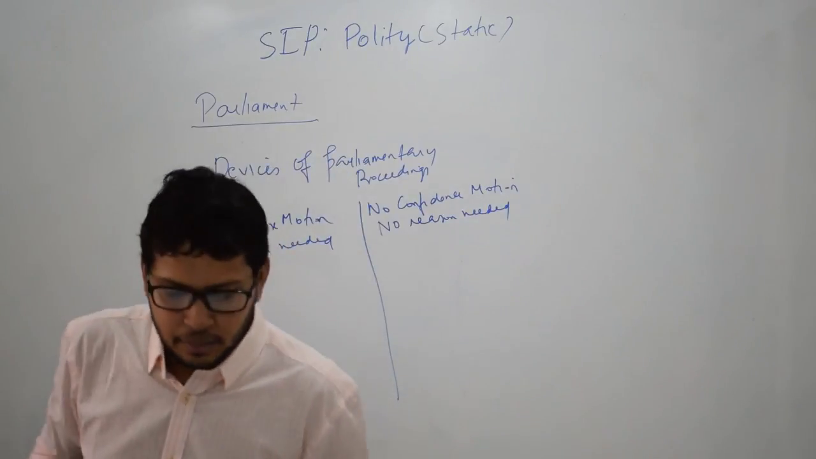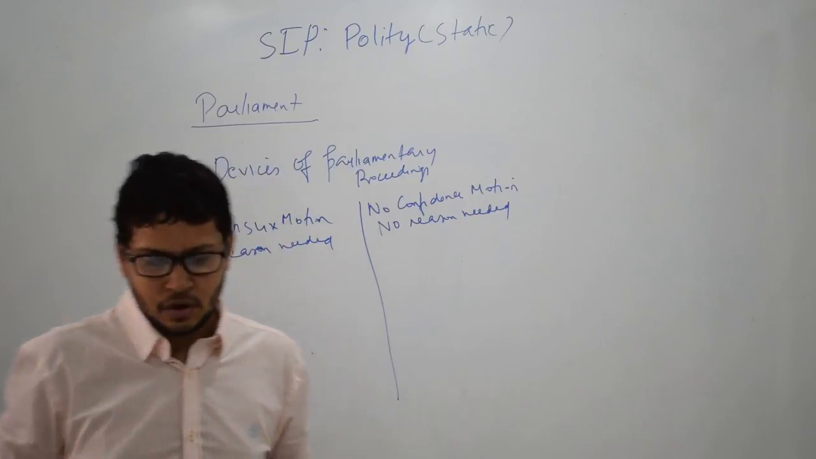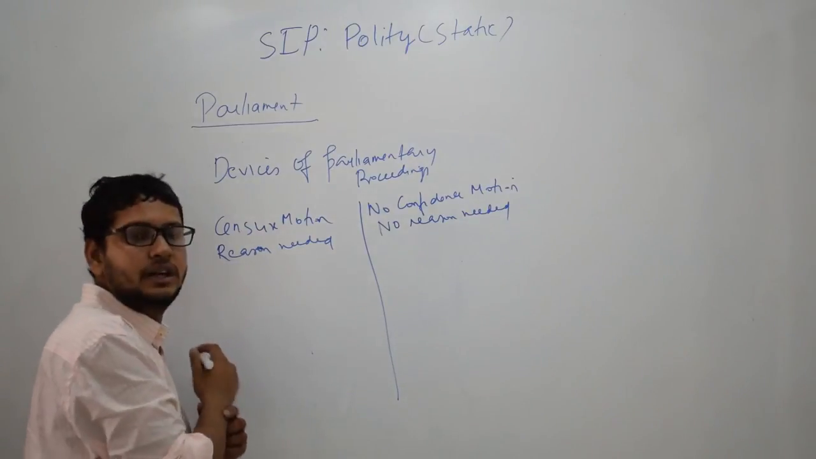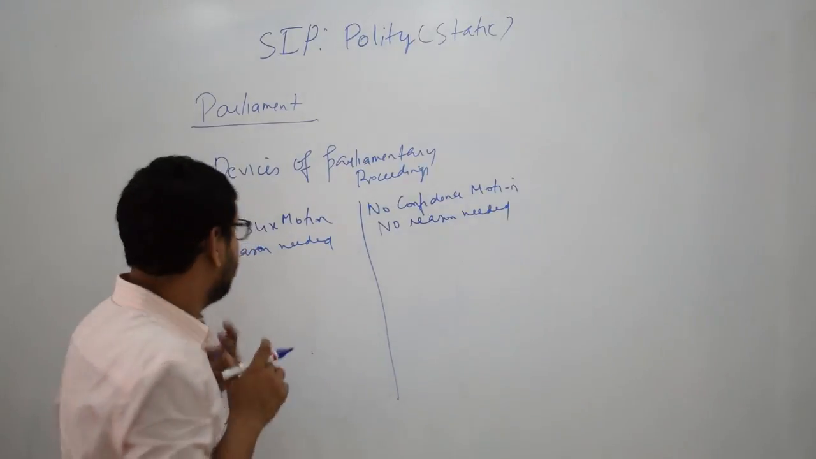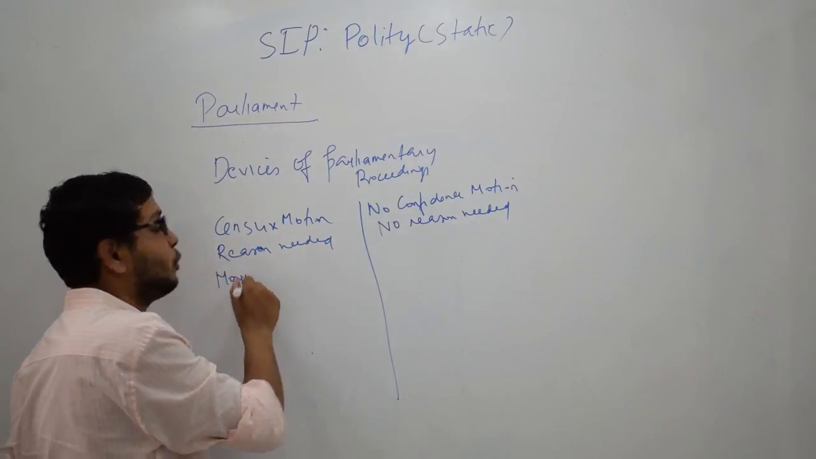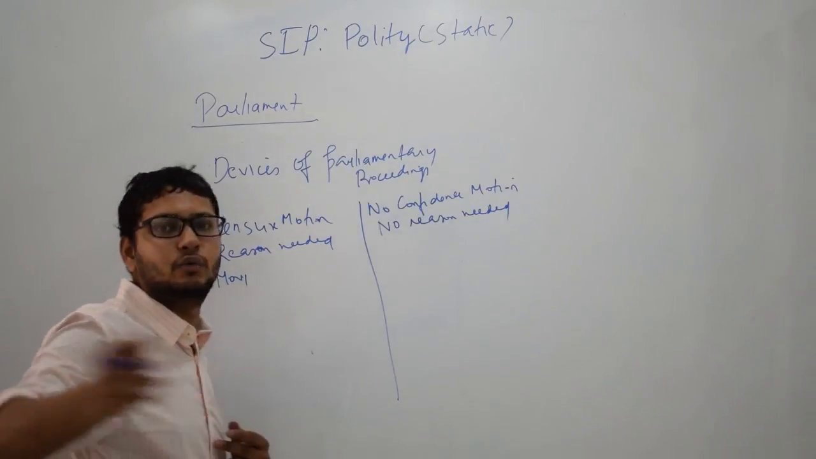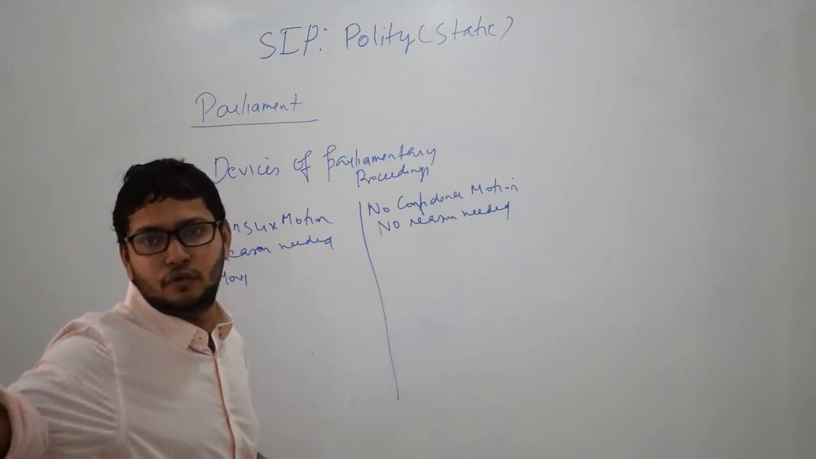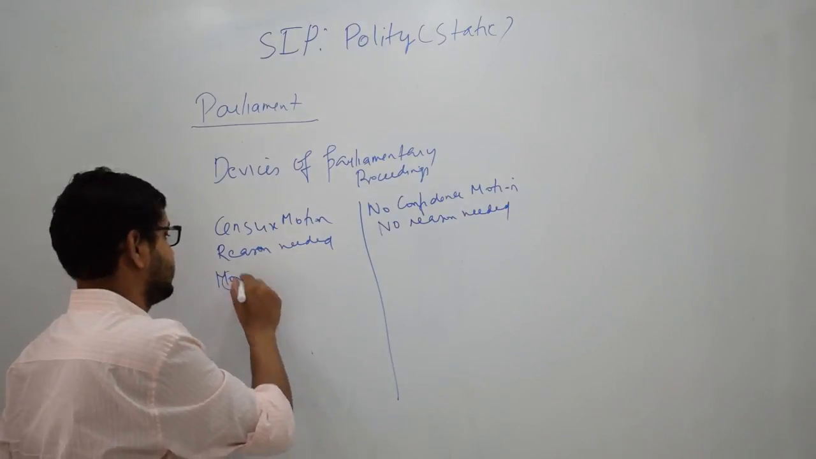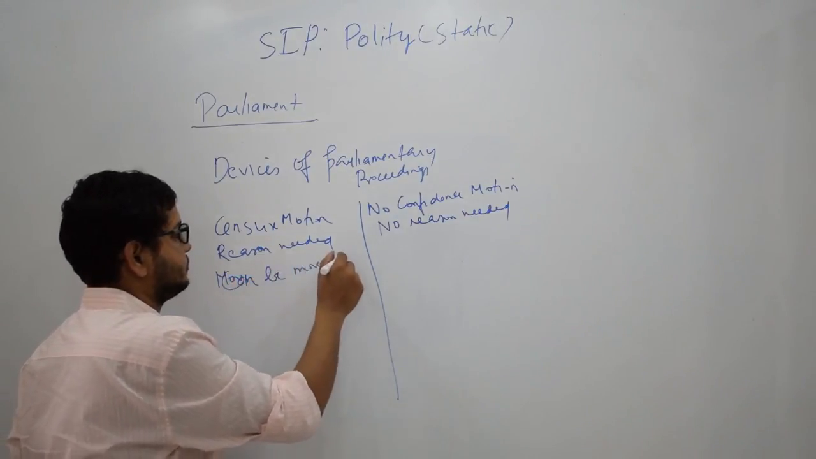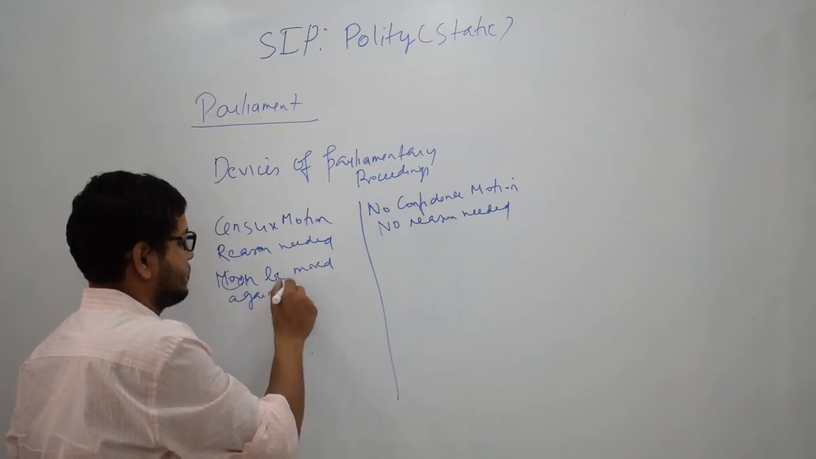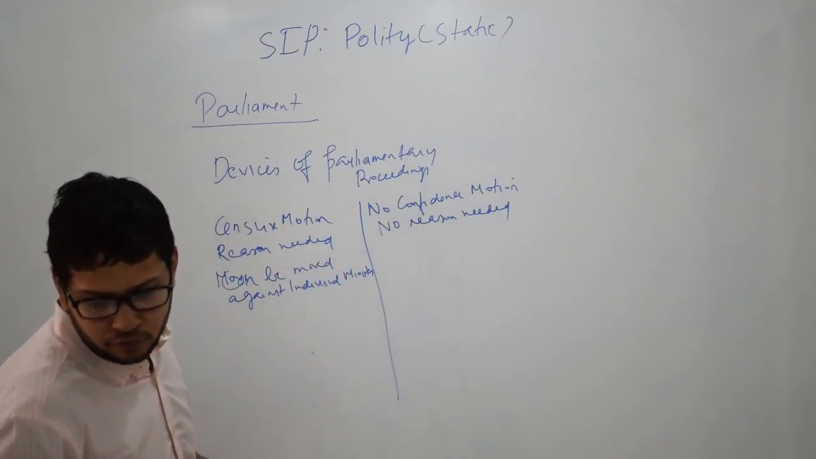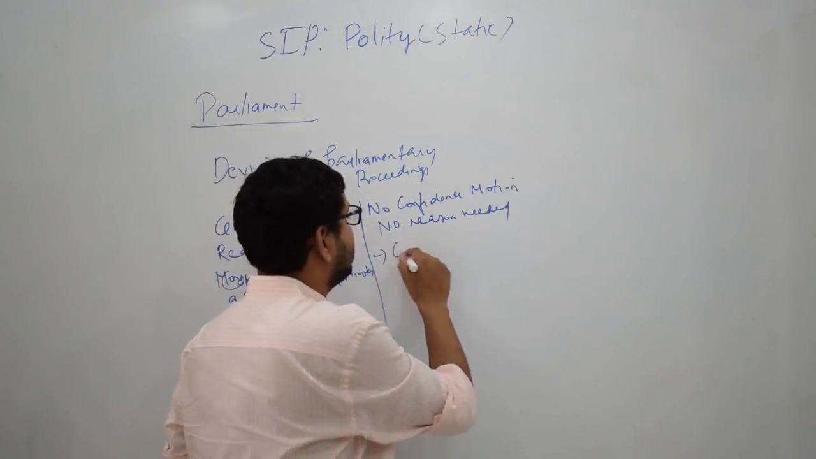Secondly, it can be moved against individual ministers or a group of ministers or the entire council of ministers. So in this case, it's not necessary that you have to move it against the government itself. There is the option of moving against one particular minister. Like, I don't like the work of the Finance Ministry, I will introduce a motion against the Finance Minister itself. And in case of no confidence, it can only be moved against the Council of Ministers.